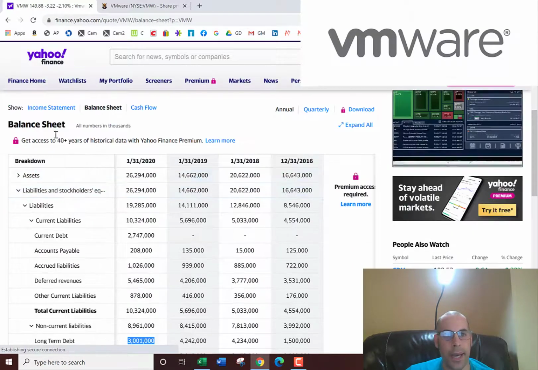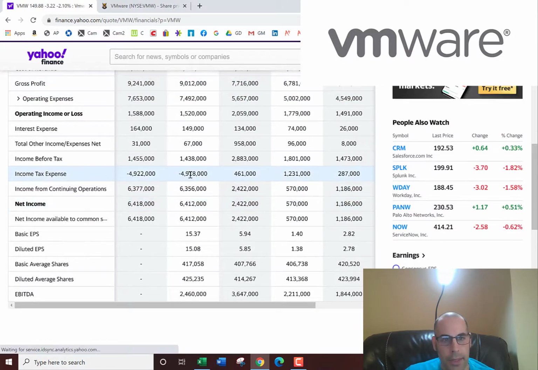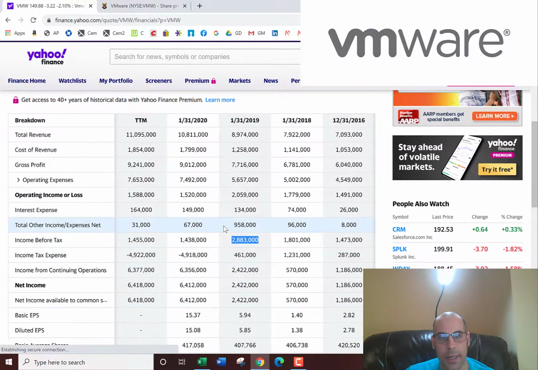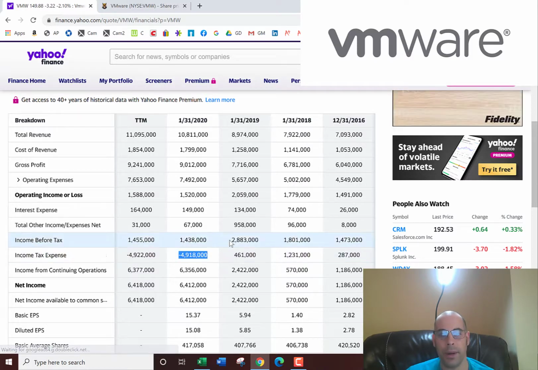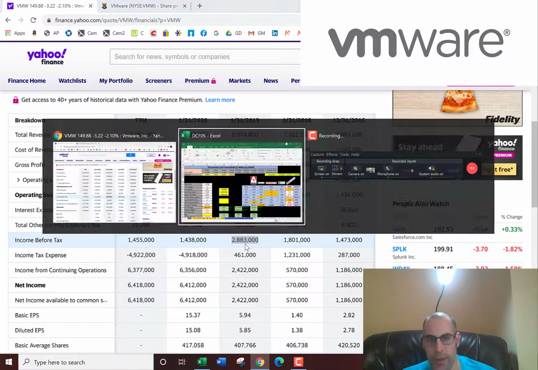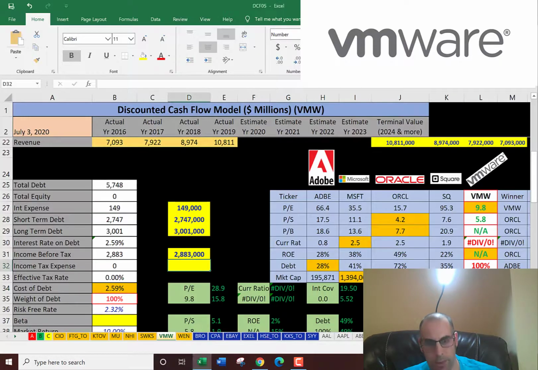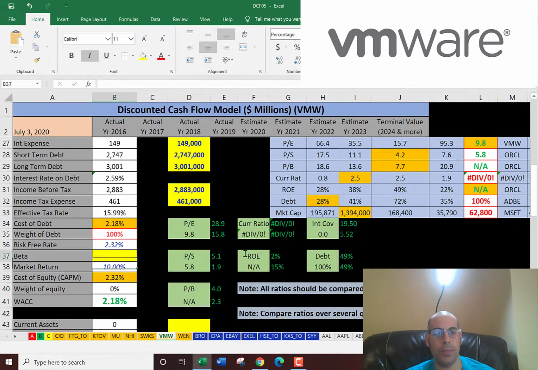Since interest payments are tax deductible, let's get their effective tax rate. Their income before tax on the income statement is, we'll use the 2019 because in 2020 they had negative income tax paid, so that won't really work. So in 2019 they had $2.8 billion of income before tax, and then income taxes of $461 million. So they paid 16% of taxes, so their cost of debt is 2.2%.